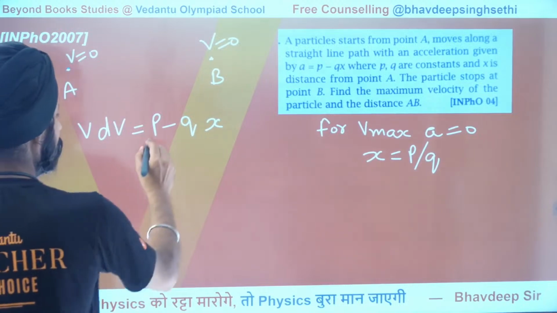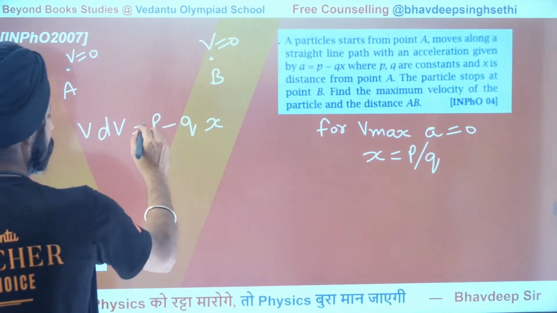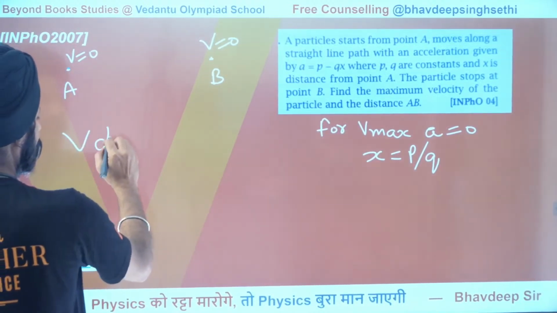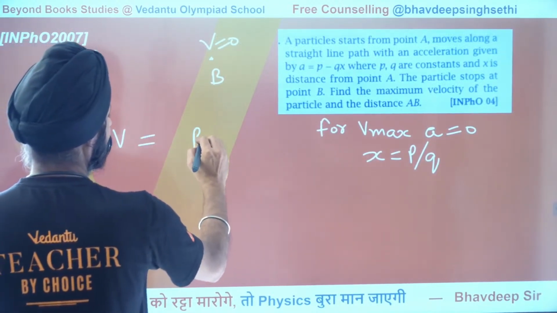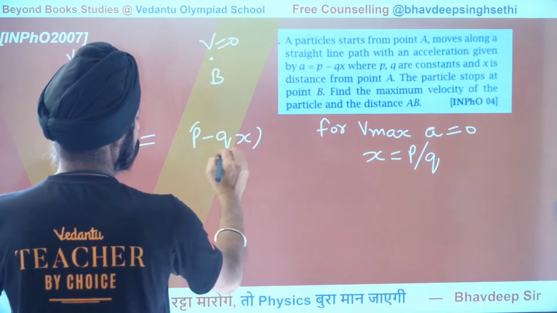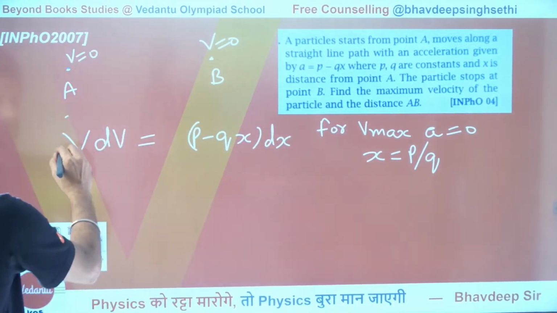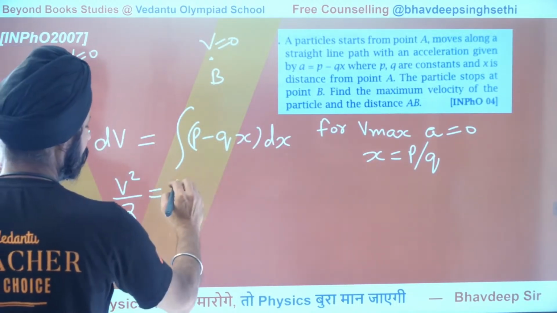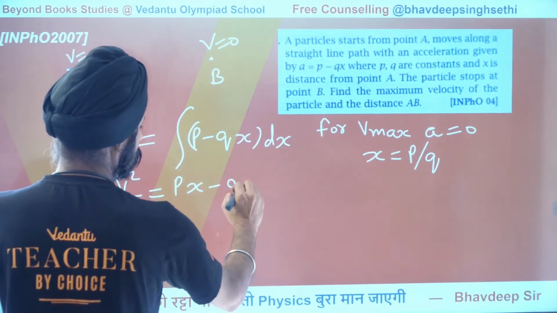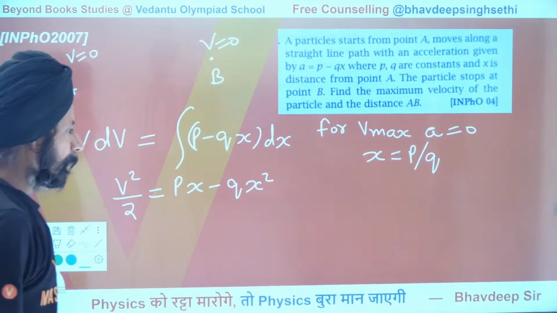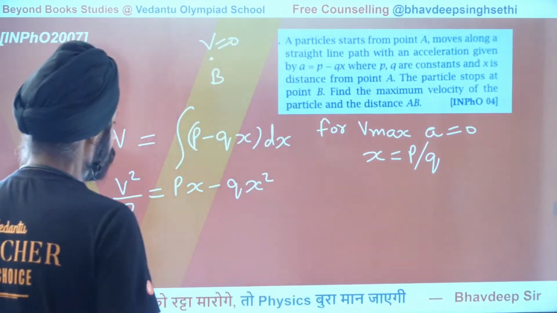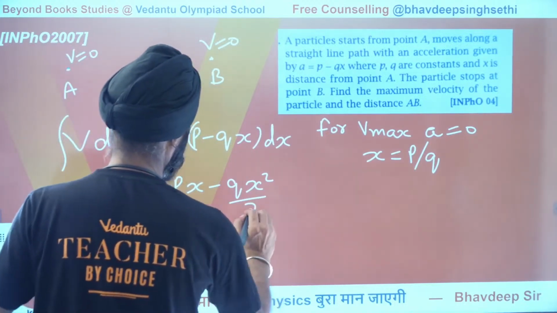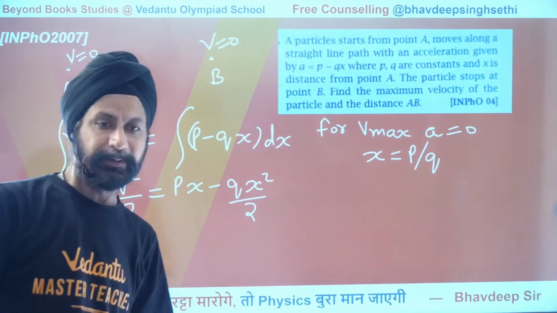What you get here is, I need some room, so let me rewrite here. v dv is equal to p minus qx dx. This is what you have. Now you can integrate both sides. What you get on the left hand side is v square by 2 is equal to px minus qx squared by 2.